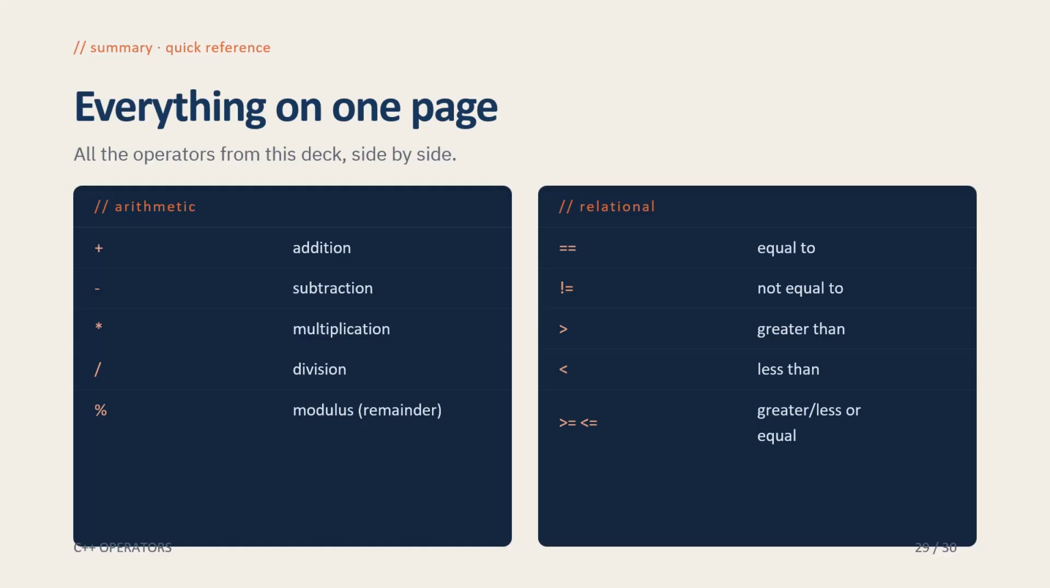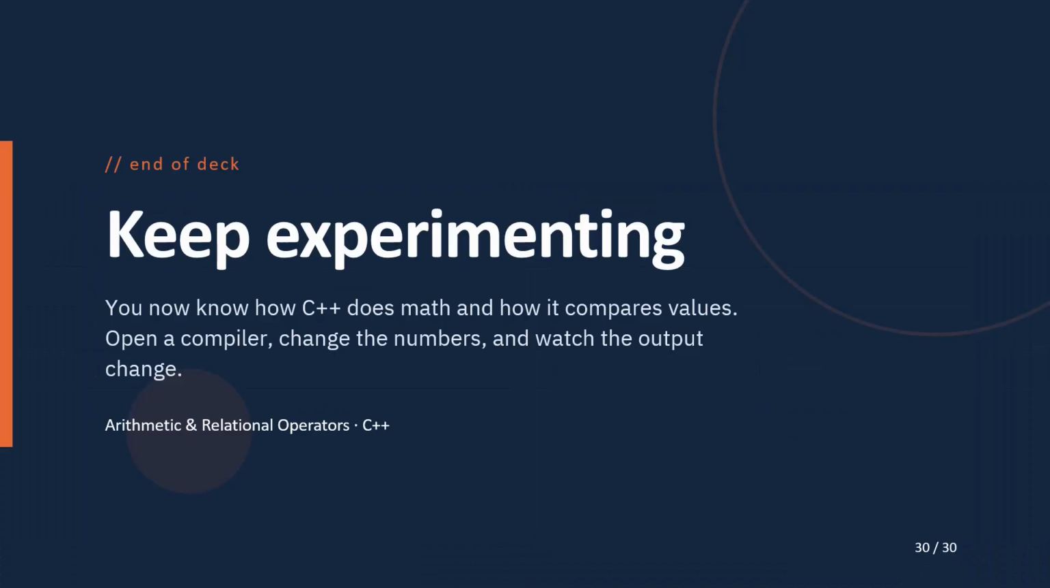Here is a quick recap. Arithmetic operators perform calculations while relational operators compare values. So to conclude, in this lecture we have explored arithmetic operators, relational operators, operator precedence and common mistakes. These concepts form the foundation for expressions and decision making in C++. Thank you.